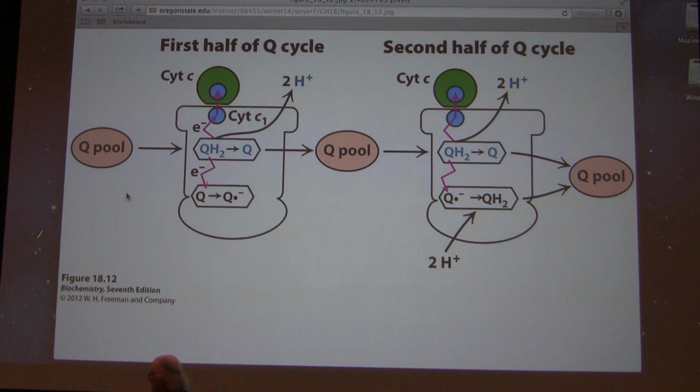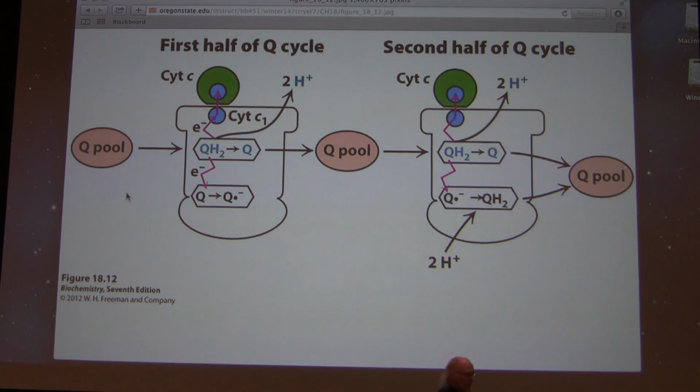So the Q pool is going to have millions of coenzyme Qs out here, some of which are going to be QH2, meaning they're fully reduced, and some of which are going to be Q, fully oxidized. So that's what the Q pool consists of. We have both of those out there in the intermitochondrial membrane. The Q pool donates to complex 3 to start the cycle. It donates a reduced coenzyme Q, the QH2. So the QH2 has come in from the Q pool. It has entered complex 3.